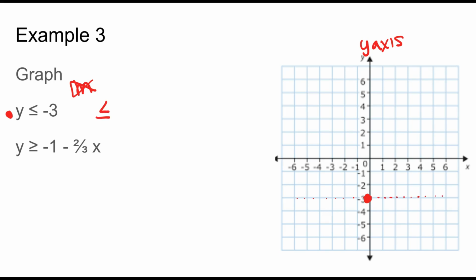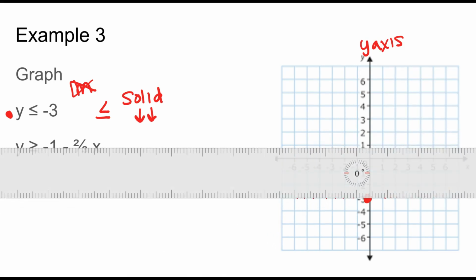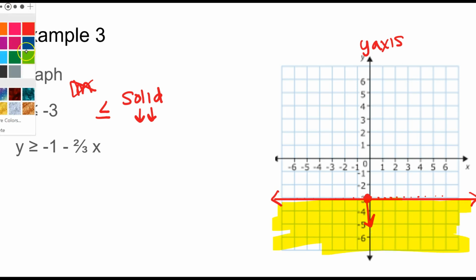So let's look at the symbol. It would be solid, and it would be going down. Still grab my ruler. And we're going to be drawing arrows down. So that is one line. Let's take a look at the next one.